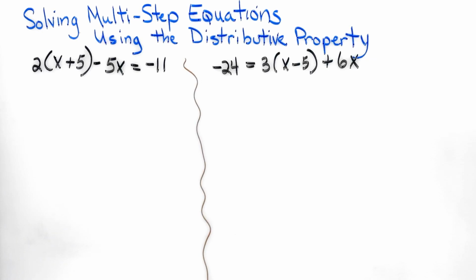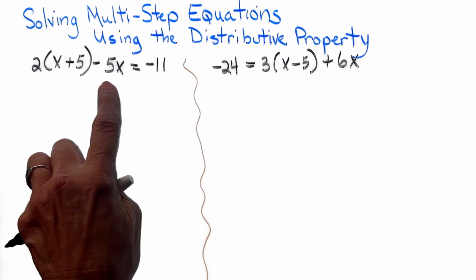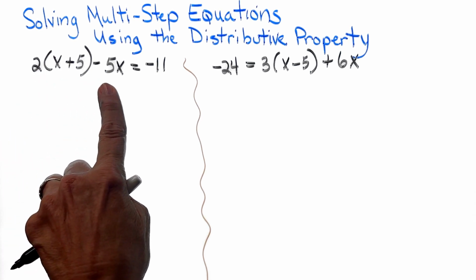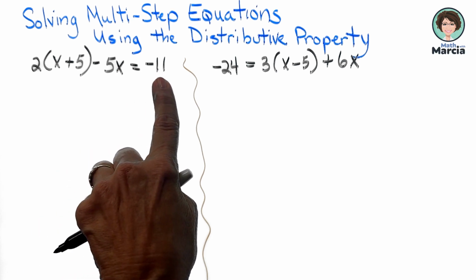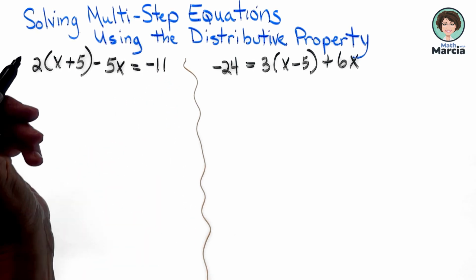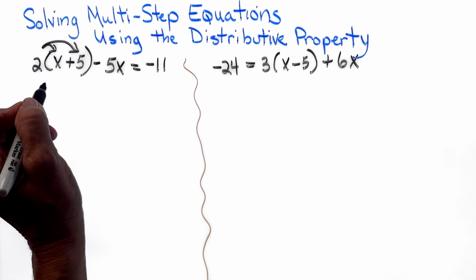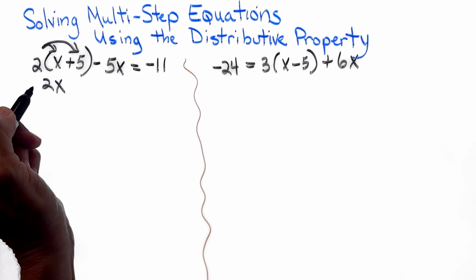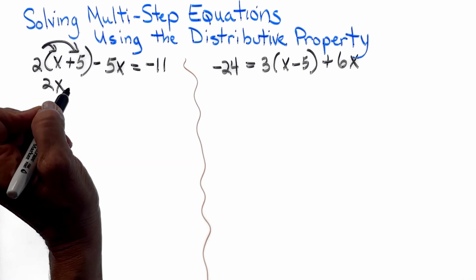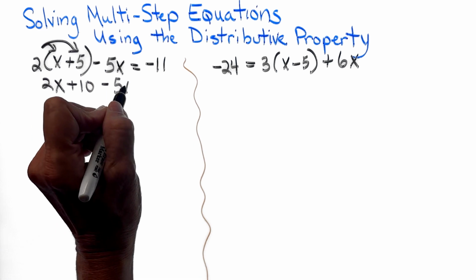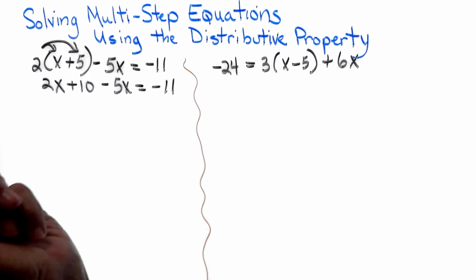In this lesson, we're going to be solving multi-step equations using the distributive property. When you look at this equation, you see that we have 2 times the quantity of x plus 5 minus 5x equals negative 11. You always must do the distributive property first. So 2 times x is 2x. 2 times 5 is 10, so it's plus 10. Minus 5x equals a negative 11.